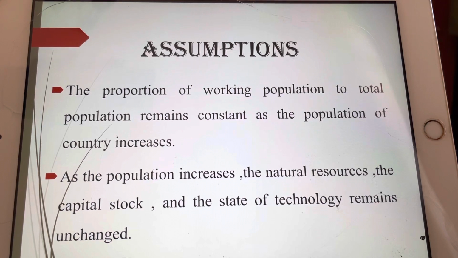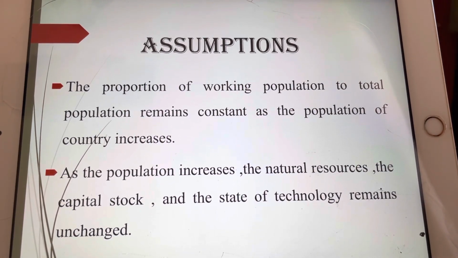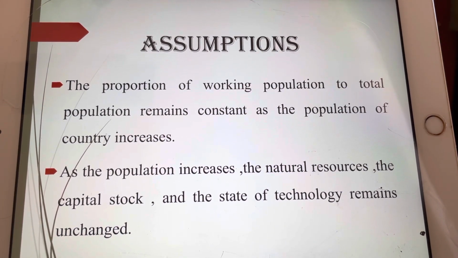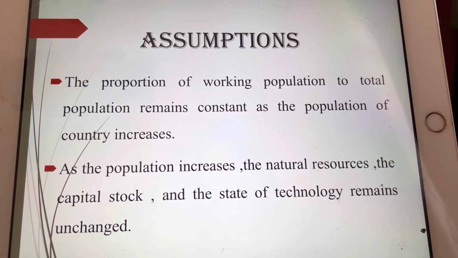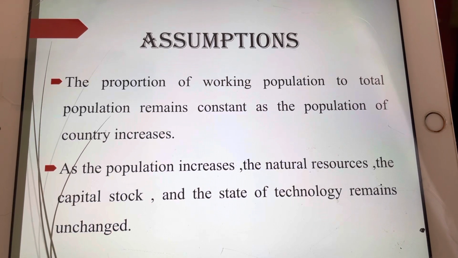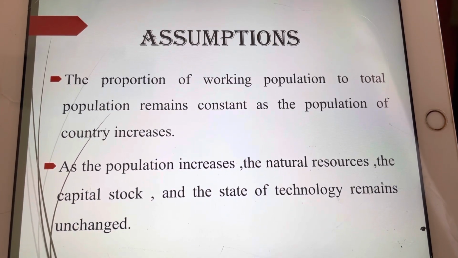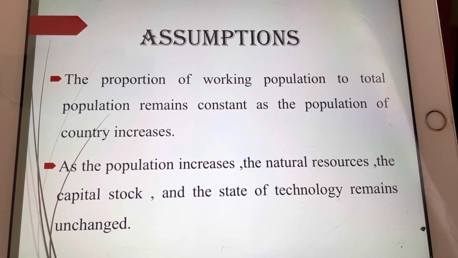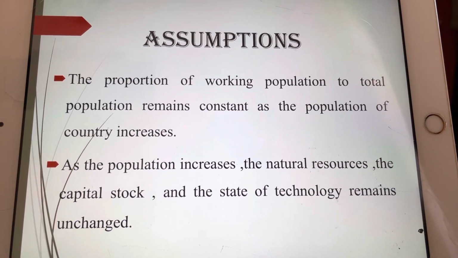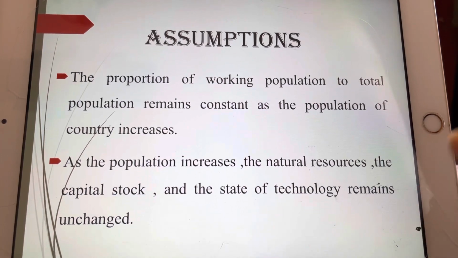As the population increases, the natural resources, the capital stock, and the state of technology remain unchanged. So this is the assumption of optimum theory of population. As and when the population increases, the resources which are available in the country and the technology, or the change in technology, remain constant, they do not change. So this is the second assumption of optimum theory of population.